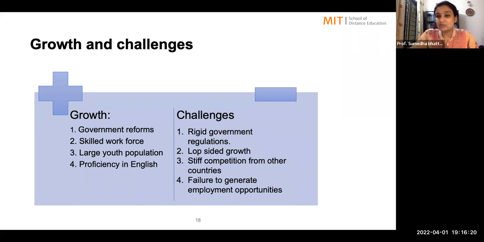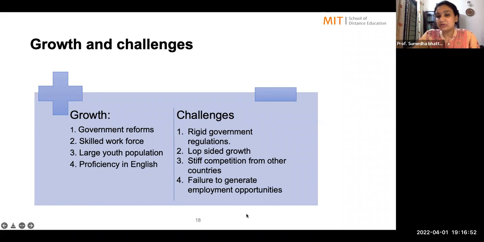Second, there has been lopsided growth. Certain sectors have recorded higher growth. Certain sectors have remained neglected. So for example, service sector or IT sector, it has recorded very high growth. When it comes to education or health, the growth rate is slightly slow. We are facing stiff competition from many other countries which are in the same bracket. So Vietnam, Bangladesh, all these countries are giving us stiff competition.